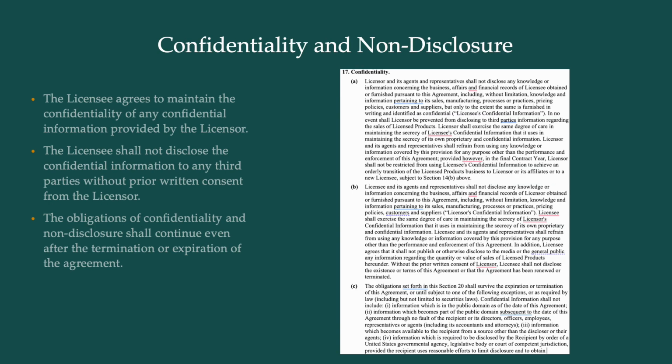Confidentiality and non-disclosure are crucial aspects of any trademark licensor agreement. The licensee agrees to maintain the confidentiality of any confidential information provided by the licensor, Microsoft Corporation. This means that the licensee shall not disclose the confidential information to any third parties without the prior written consent from the licensor. The obligations of confidentiality and non-disclosure shall continue even after the termination or expiration of the agreement.